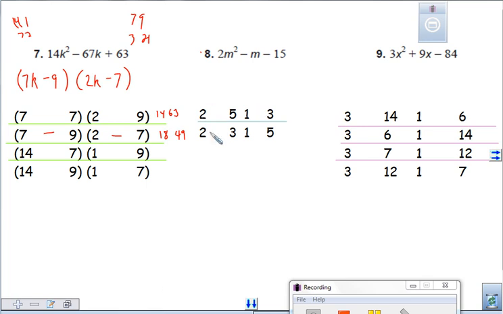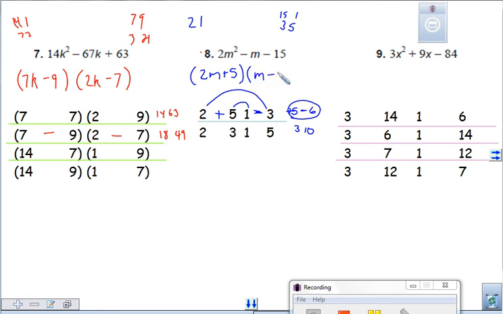Number 8. Again, here are my choices. Factors for 2 are 2 and 1. Factors for 15 are 15 and 1 and 3 and 5. So I'm going to go with my lower numbers first. So looking at my insides give me 5 and my outsides give me 6. Insides give me 3. Outsides give me 10. And I'm looking for a negative 1. So I want to add to a negative 1. So it looks like the 5 and the 6 are going to work, but I would need a negative 6 and a positive 5. So this is going to give me my 5, and this gives me my 6. So I want the 6 to be negative and my 5 to be positive. So my answer is going to be 2m plus 5 and m minus 3.